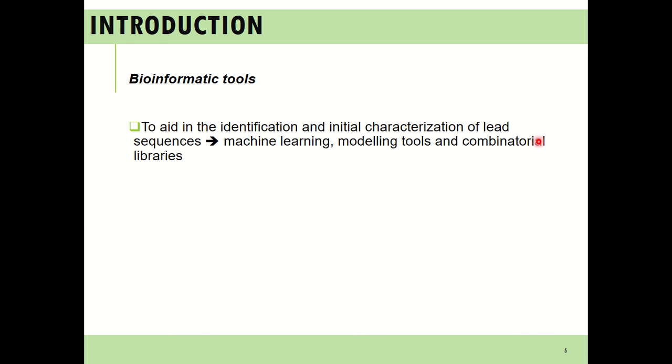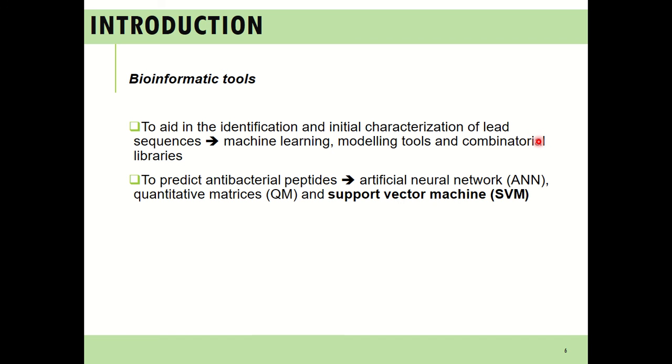Starting with this general design, recent strategies for AMPs include the use of machine learning, modeling tools, and combinatorial libraries. These are called bioinformatic tools. A classic application of those tools is in the use of artificial neural networks, quantitative matrices, and support vector machines, which will be used in this work. Computer-assisted AMP design is useful for estimating the desired biological activity from the primary peptide structure.